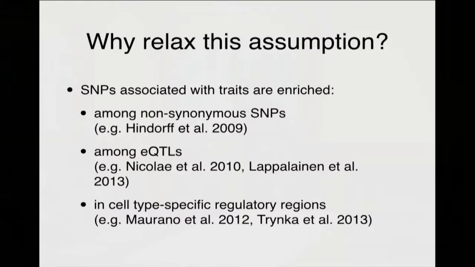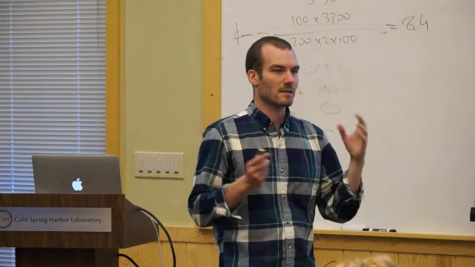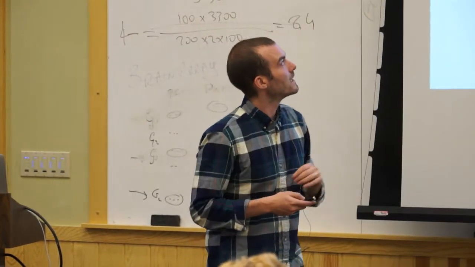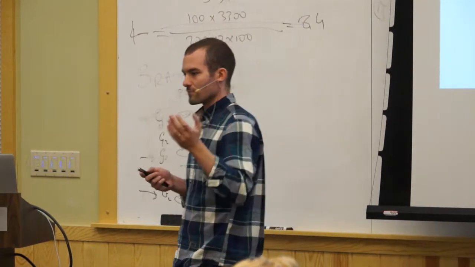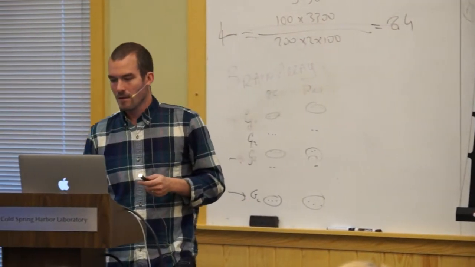And SNPs associated with traits are enriched in cell type specific regulatory regions. So if you do a genome-wide association study for, I think the example in Trynka et al. was a lipid type trait, you find that they're enriched in regulatory regions that are found specifically in, say, liver. And so we know that we should be able to relax this assumption to some extent.